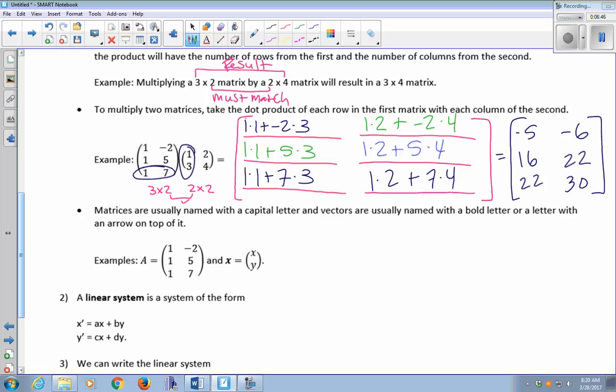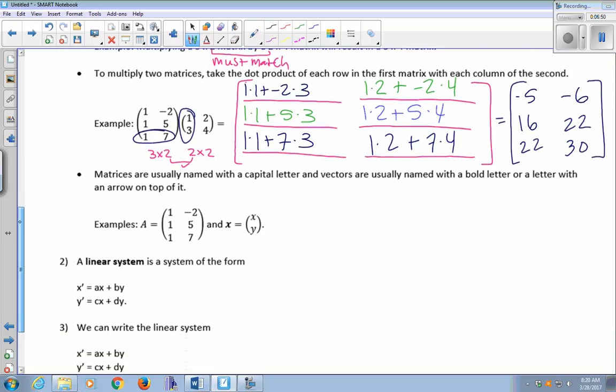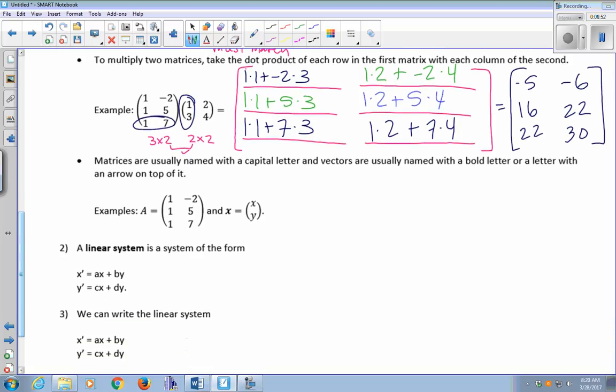So that's how you multiply two matrices. Matrices are usually named with a capital letter. Vectors are usually named with a bold lowercase letter, or actually uppercase sometimes too. But what's important is that it's bold or that you put an arrow on top of it. So a matrix name is not bold, but a vector name is. So this X here is bold, or I could write this as X with an arrow on it.